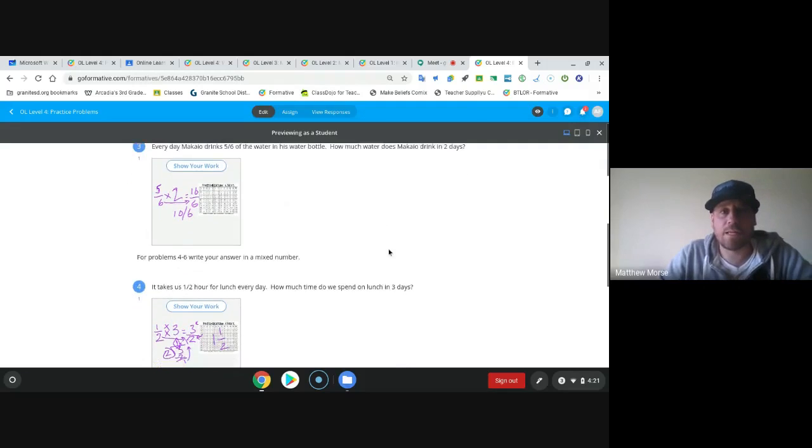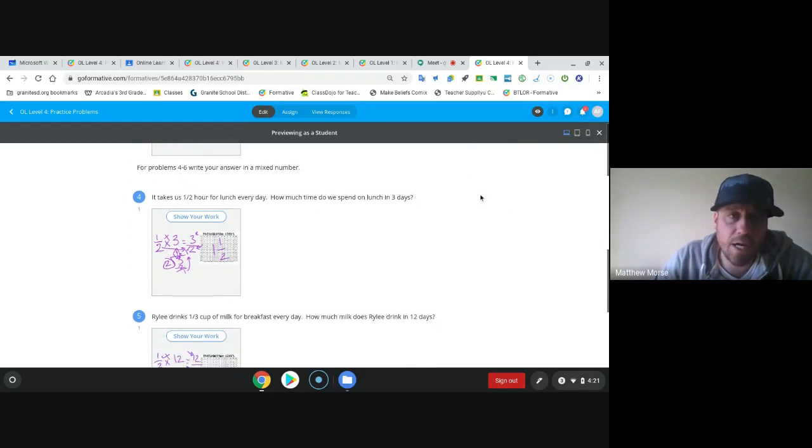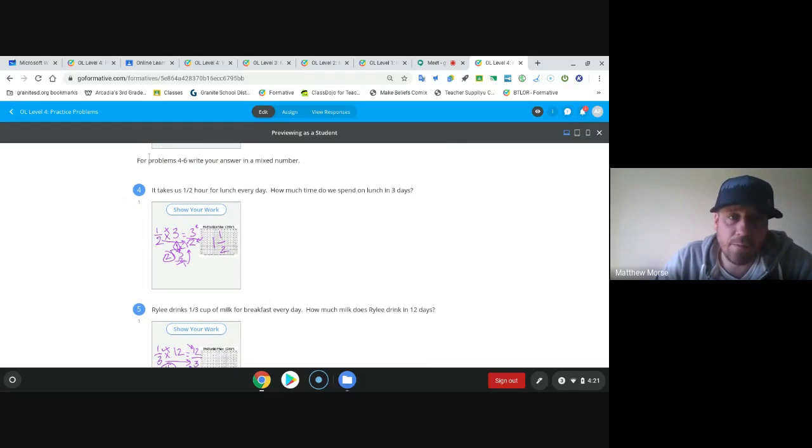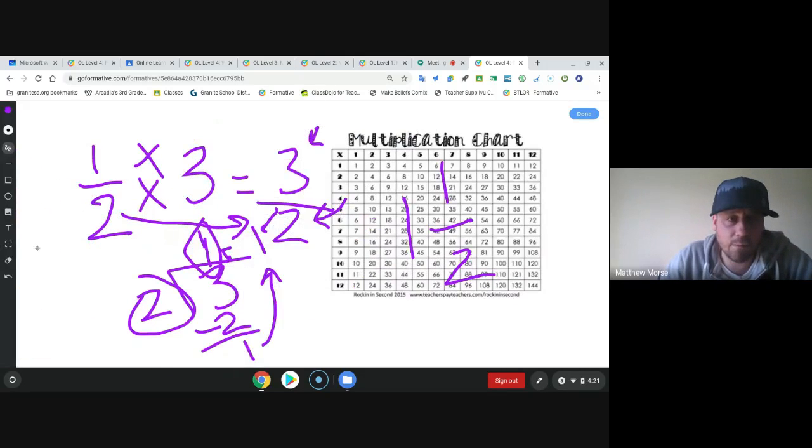Okay, on the second 3 problems, it changes and it gets harder. For problems 4 through 6, write your answer as a mixed number. So the first step's the exact same, but then like you've learned on other levels and other units, you have to convert it from improper to mixed. So let me get it erased.